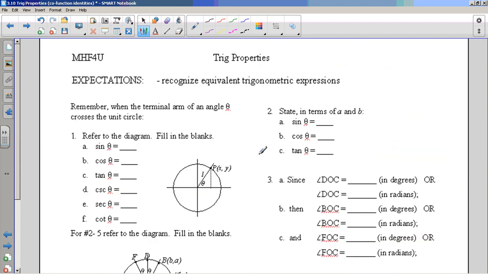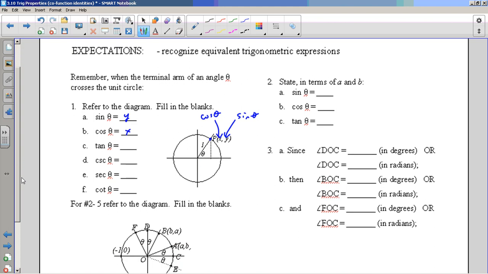We are doing this sheet, and hopefully you've got this filled out. And the idea is, this is a little bit of business about the unit circle. So this first part is just a little reminder. Remember that when I've got a terminal arm that cuts the unit circle, the first coordinate is the cosine and the second coordinate is the sine. This is reminding you of this. So sine is y, cos is x, and then you can fill in the rest.